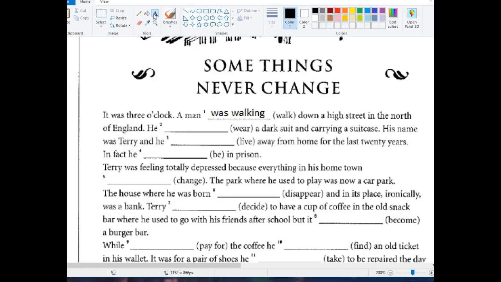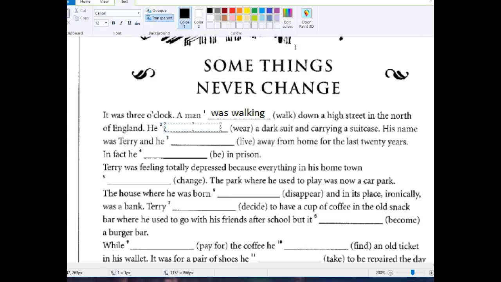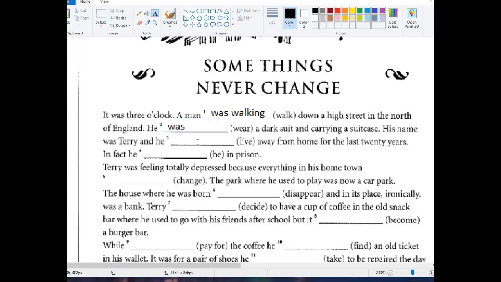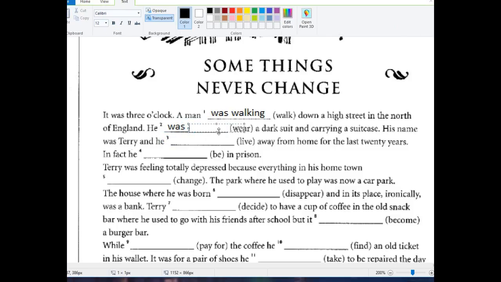Now, wear is another verb which you'll often see in continuous, because usually you're in the middle of wearing something. It's often in present continuous, and it's often in past continuous, and it's even often in future continuous. But he was wearing a dark suit. He hadn't finished wearing a dark suit. He was wearing a dark suit and carrying a suitcase. So a man was walking and a man was wearing, because he was in the middle of walking down the high street and he was in the middle of wearing these clothes.